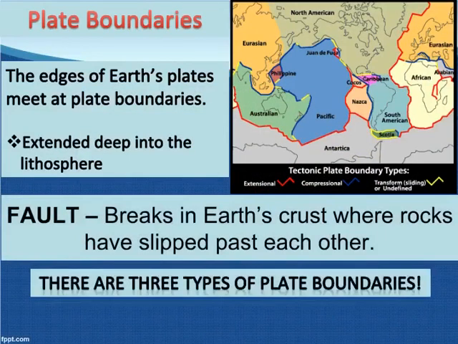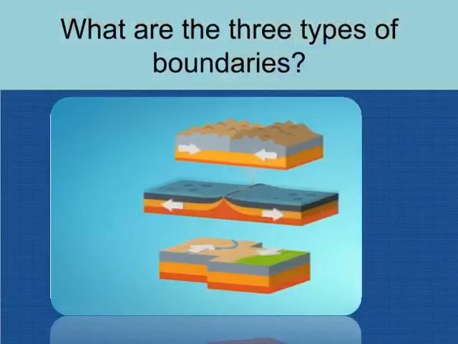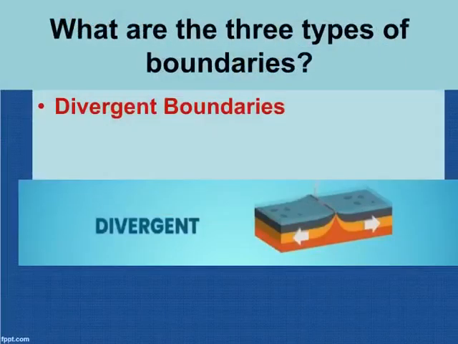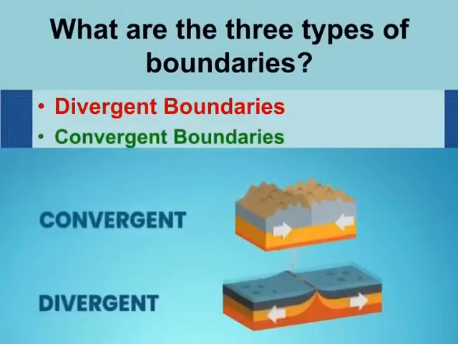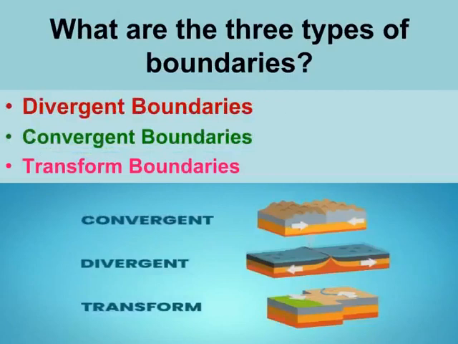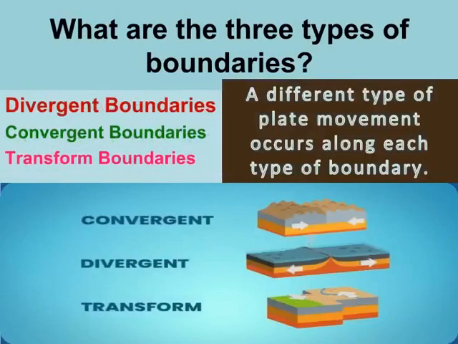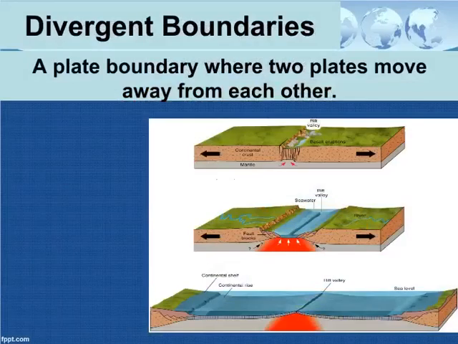There are three types of plate boundaries. What are the three types of boundaries? Divergent boundaries, convergent boundaries, transform boundaries. A different type of plate movement occurs along each type of boundary. A plate boundary where two plates move away from each other is known as a divergent boundary.